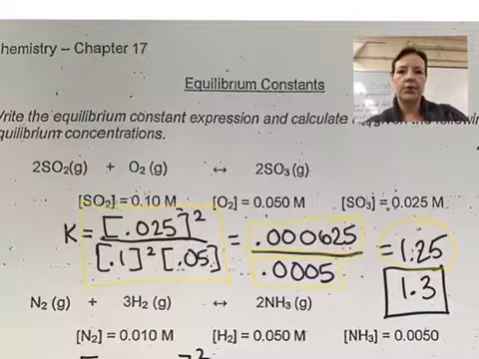You should have gotten 1.25. We do only want to have two significant figures because each of our concentrations here have two significant figures, so I'm going to round that to 1.3.